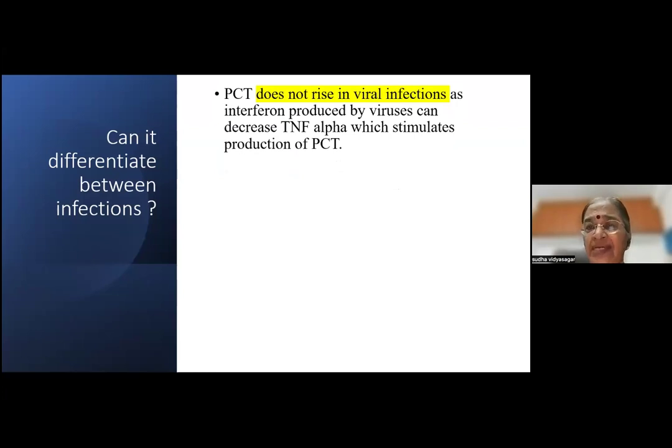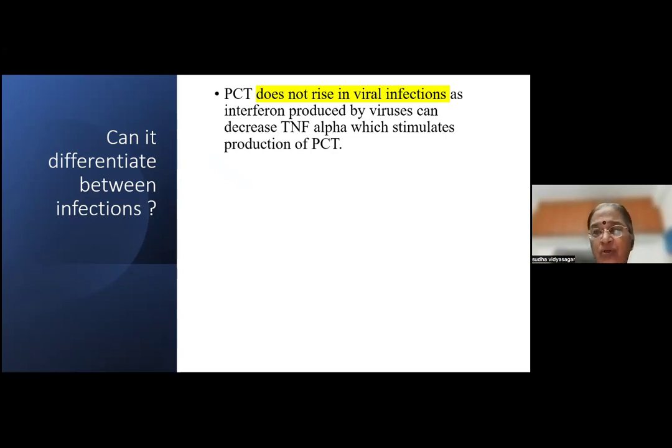Procalcitonin does not rise in viral infections, as interferon produced by viruses can decrease the TNF alpha, which stimulates the production of procalcitonin. Okay, so that is why in a viral infection, procalcitonin need not rise, because the interferon decreases the TNF alpha. The TNF alpha is the one that stimulates the PCT. So because that is depressed, procalcitonin need not be positive in a viral infection.